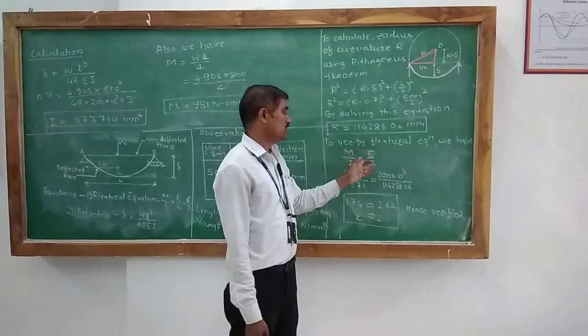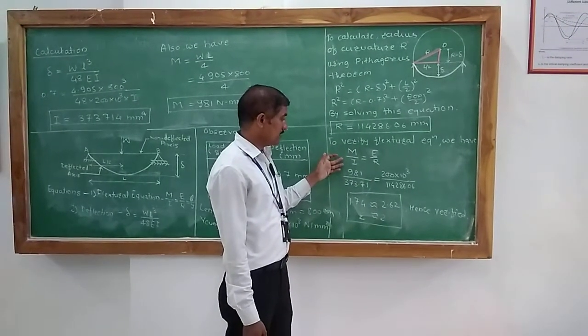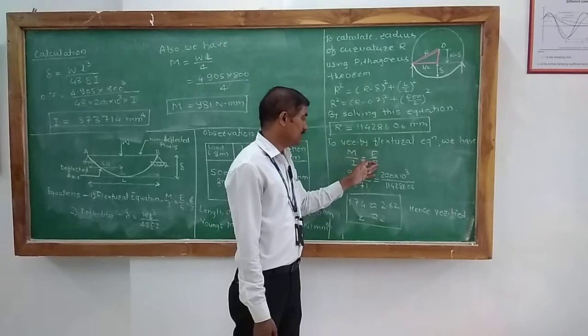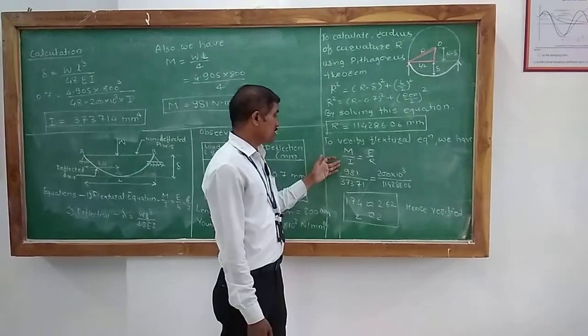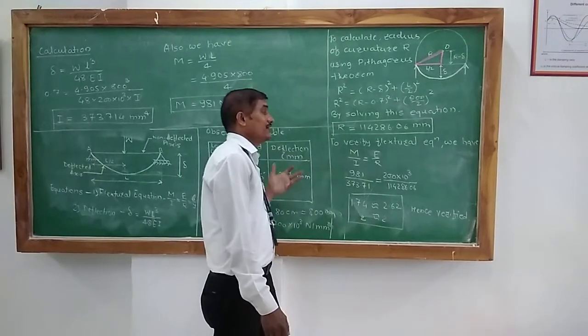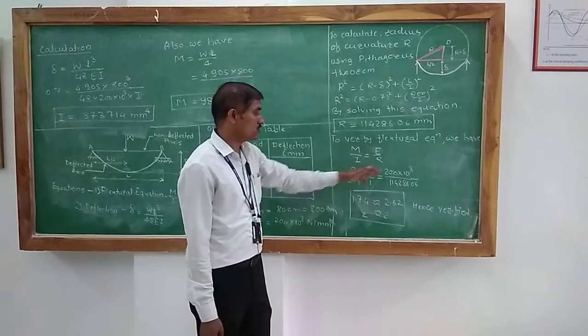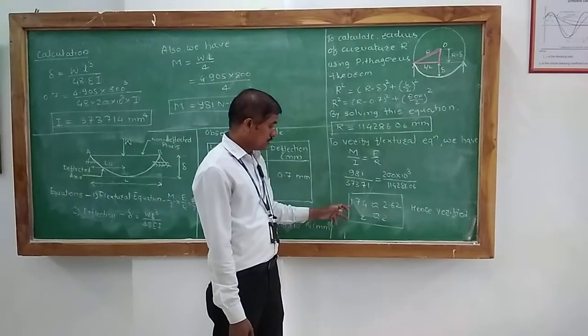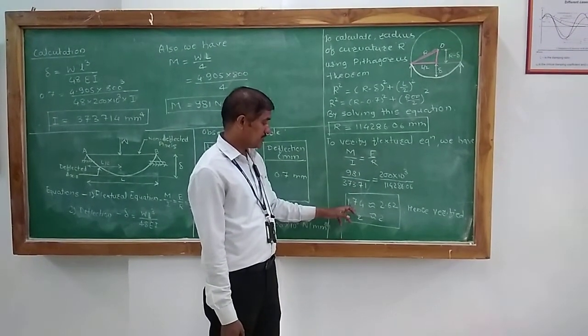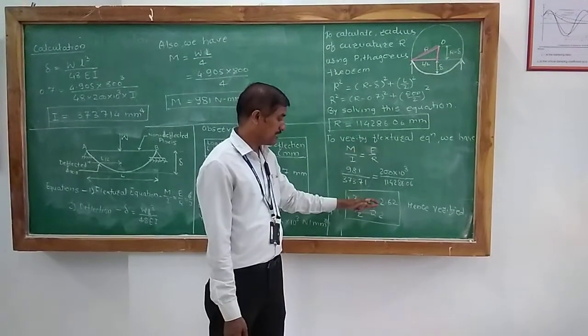So to verify the flexural equation, we have the relation M divided by I is equal to E divided by R. If the ratio of M divided by I is equivalent to the ratio of E divided by R, then it is obvious that this flexural equation we derived earlier is verified. So by keeping the values of each term, you will come to know the ratio of M divided by I is equal to 1.74, and the ratio of E divided by R is equal to 2.62.